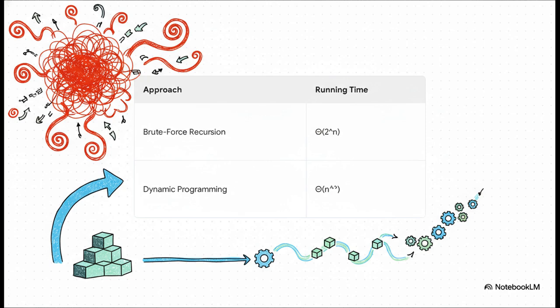We've gone from an exponential running time, that's 2 to the power of n, down to a polynomial time, something around n squared. To put that in plain English, that's the difference between an algorithm that becomes totally useless for anything but the tiniest problems, and one that's actually efficient and can scale up to solve real-world challenges.